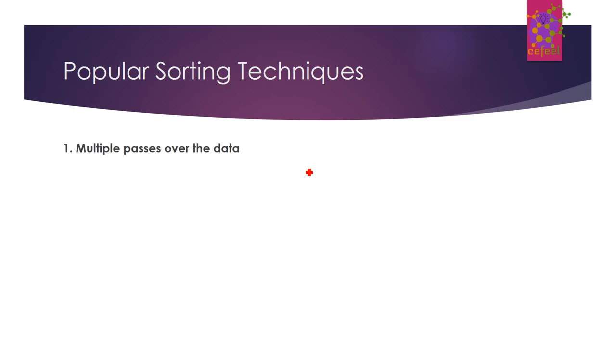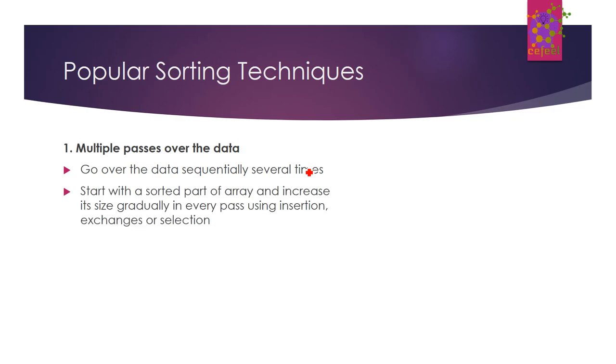The first one, which is probably the simplest one to think of, is just multiple passes over the data. Which means we are given an array and we just go through the array several times, and every time we go through the array we do some sort of operation. We have a part of the sorted array, and every time we cover one pass over the data, we increase our sorted list, and the unsorted part of the array actually decreases.